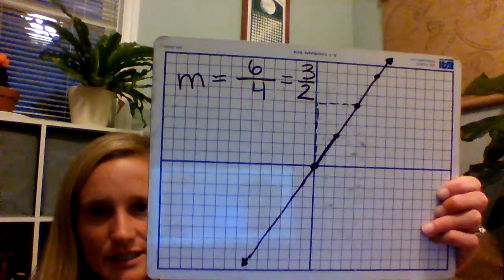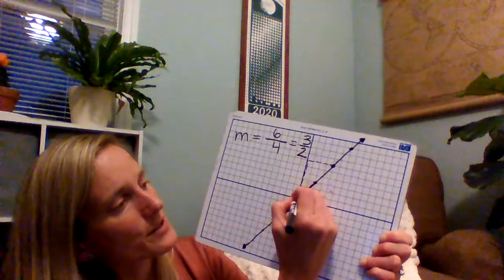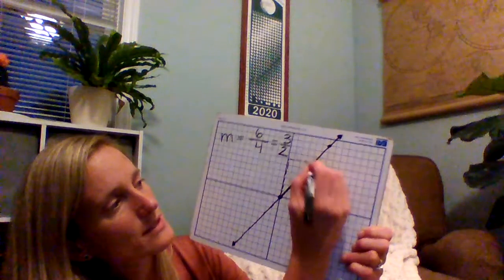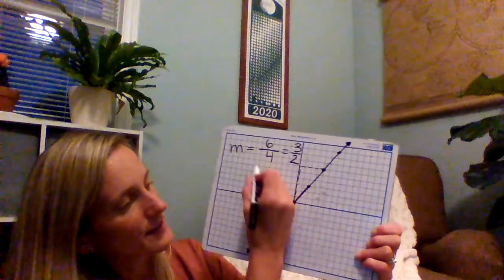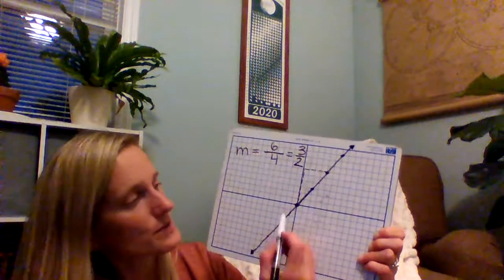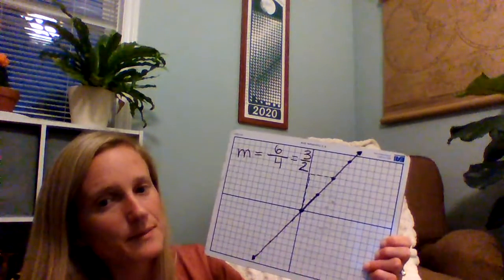You just simply find 2 points on the line where you cross right through the grid marks, count how much you go up, count how much you go over. If you had a line that was going down, it would have negative slope. So you would count how much you went down and how much you went over.